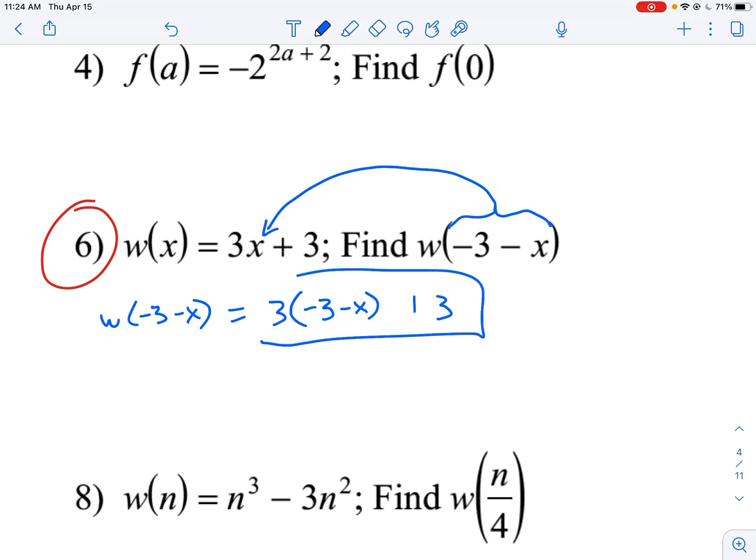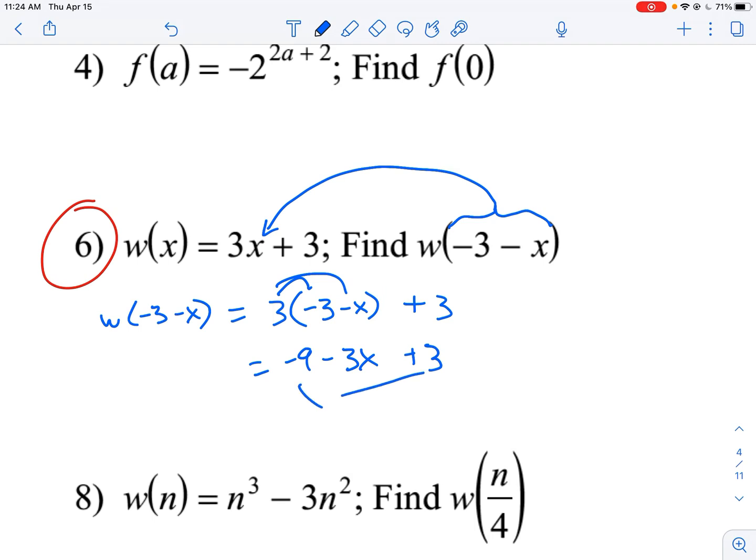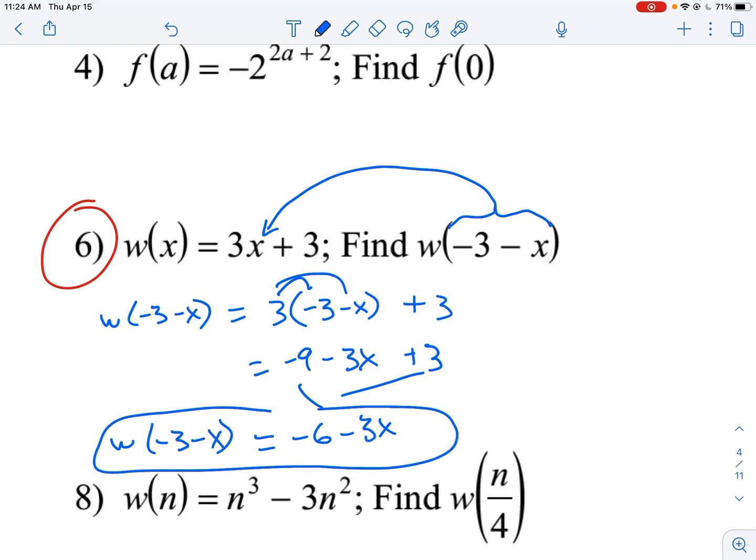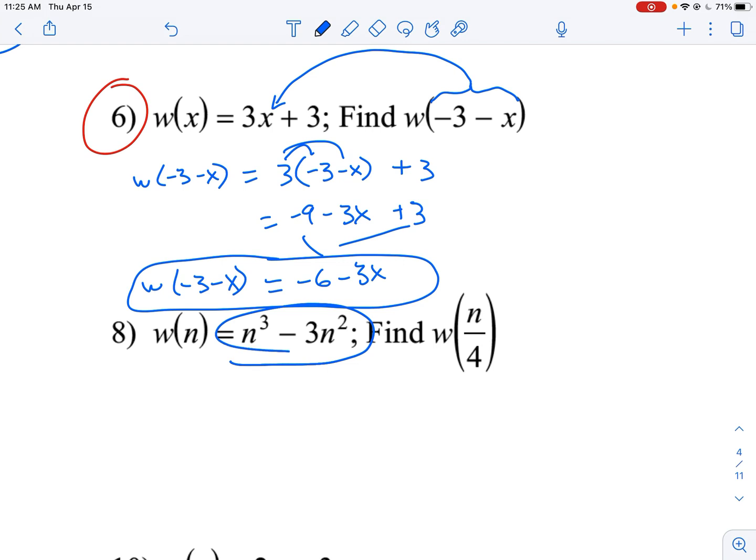Apparently, I'm only picking examples with lots of 3s. Once you've done this, you're going to simplify this thing down. Oh, that should say plus. So you're going to distribute your 3. Now we've got -9 minus 3x. You still have the plus 3. These combine, so now we're looking at -6 minus 3x. That's all simplified. So that's w of (-3 minus x). Whatever's in the parentheses goes where all the x's are, or a's, or whatever the variable is. Like on something like number 8, you'll put n over 4 in the 2 locations and then attempt to simplify it down. That's that process.